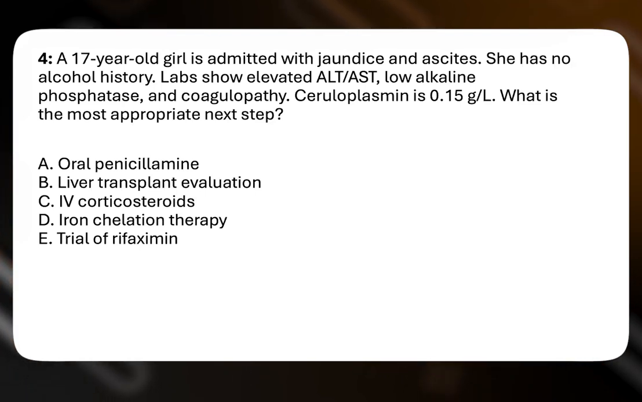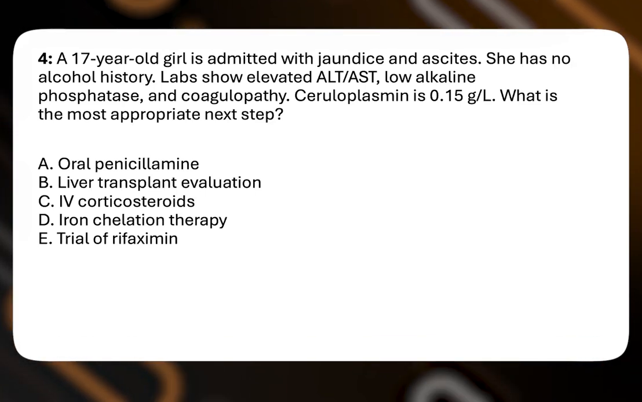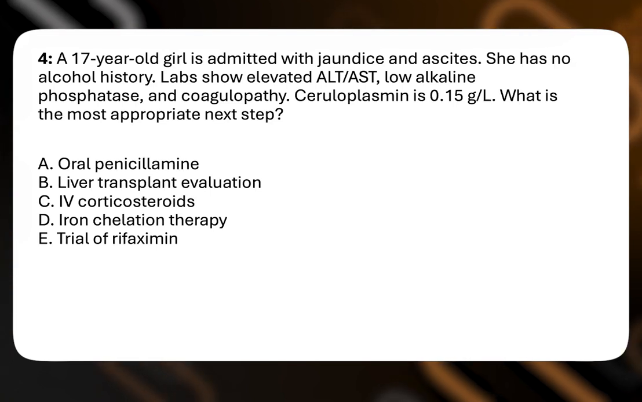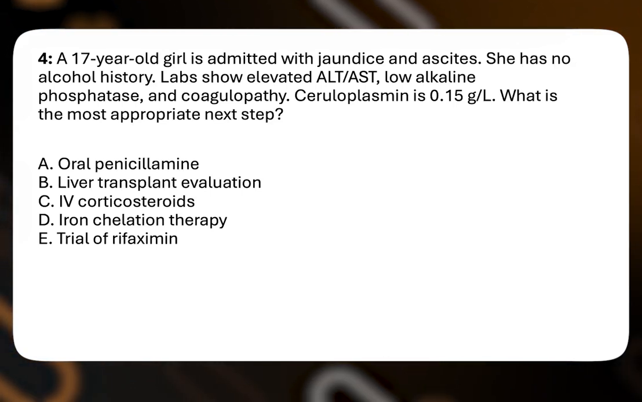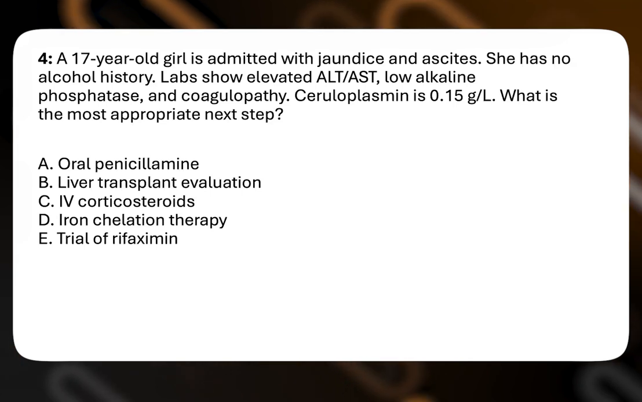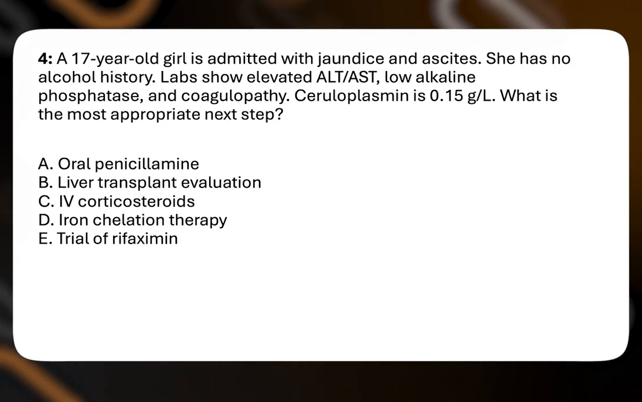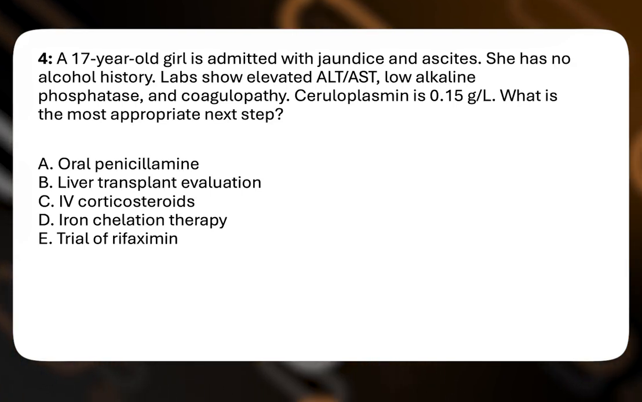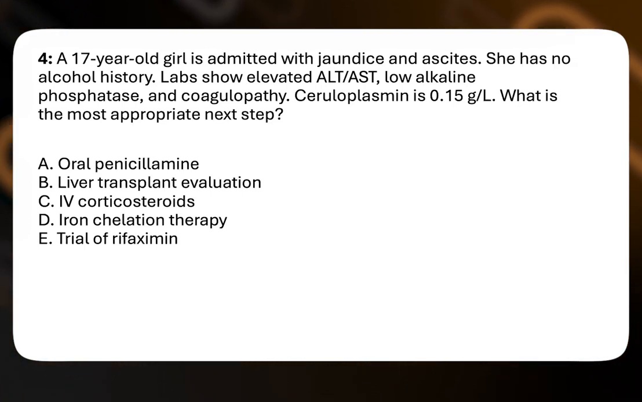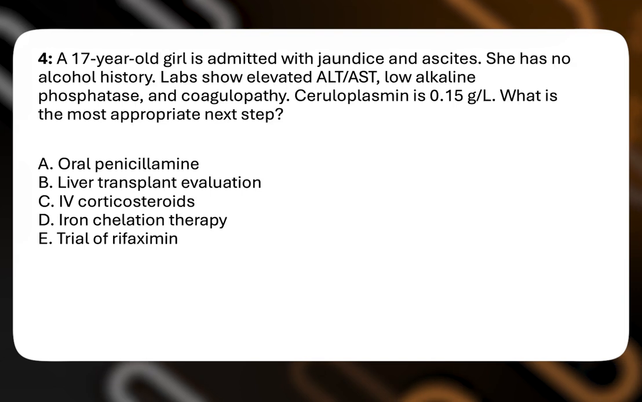So here, even though the diagnosis is Wilson, we don't have time for an oral chelating agent. The patient needs urgent liver transplant evaluation. Option A is not suitable. Other options are, of course, not suitable. The option is B here. She has to go for urgent liver transplant.